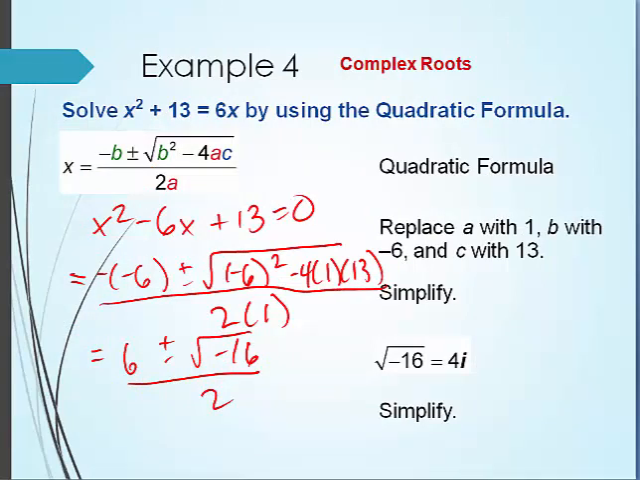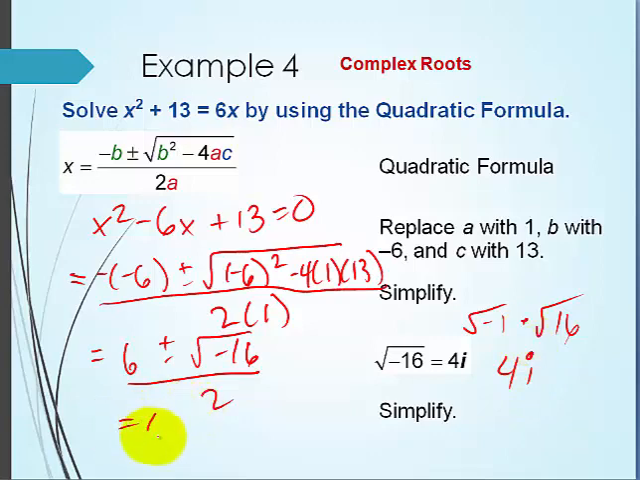Now here we have a negative 16. Well, we learned in our complex numbers that we're not going to just jump to the words no solution anymore. We're actually going to simplify it. So negative 16 is the same as negative 1, the root of negative 1 times the root of 16, which is just 4i.